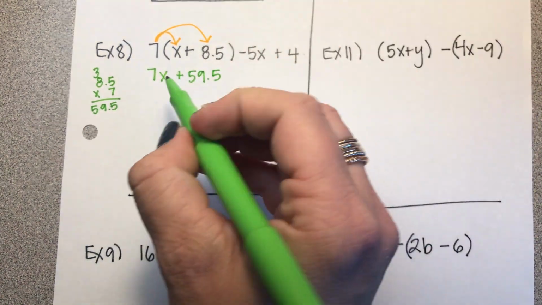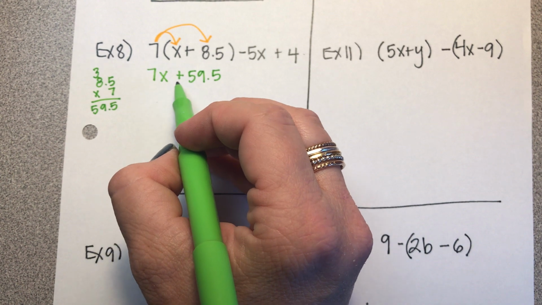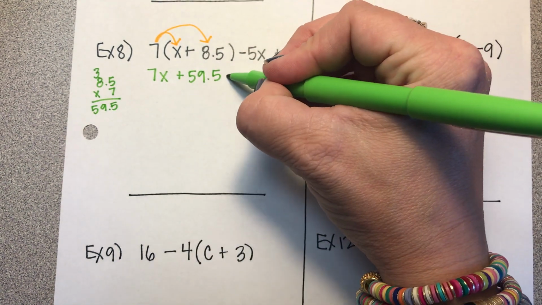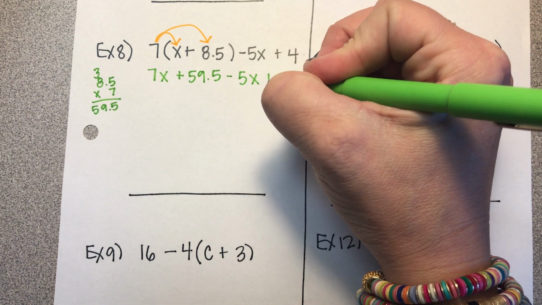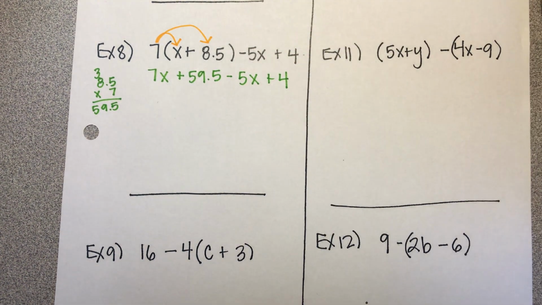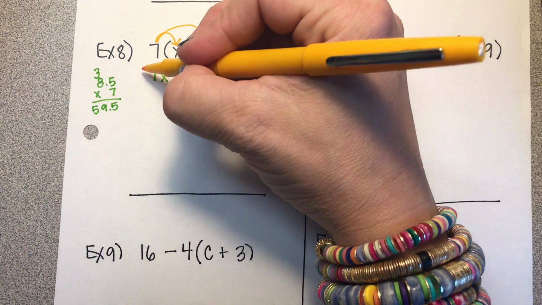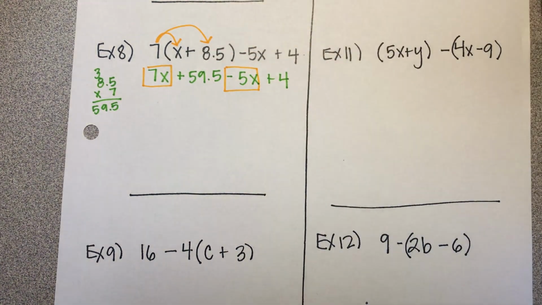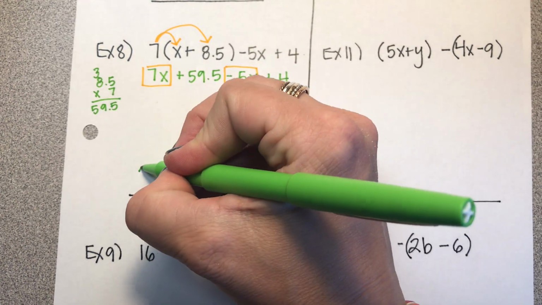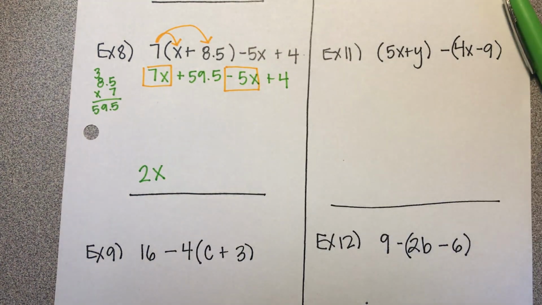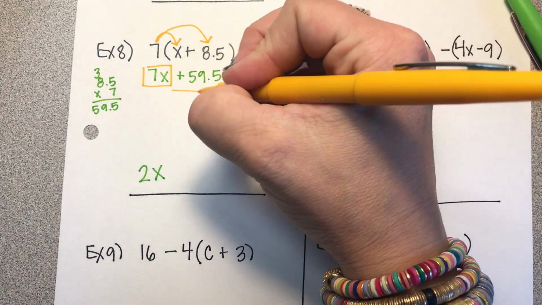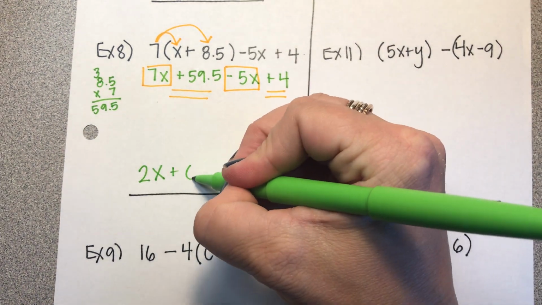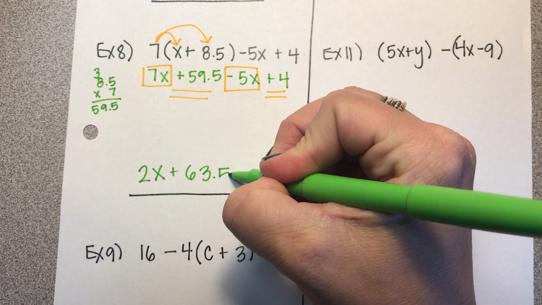So when I distributed that, 7 times x is 7x plus 7 times 8.5 is 59.5 minus 5x plus 4. So I'm looking for my like terms, right? 7x minus 5x is 2x. And then I have 59.5 plus 4 is 63.5.